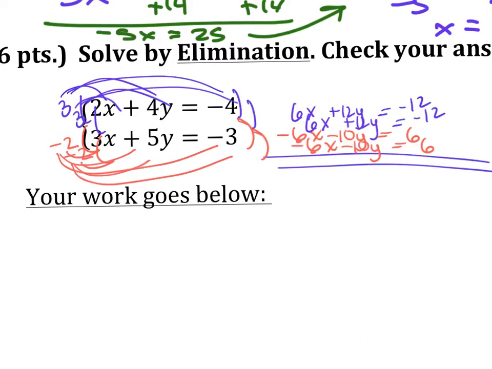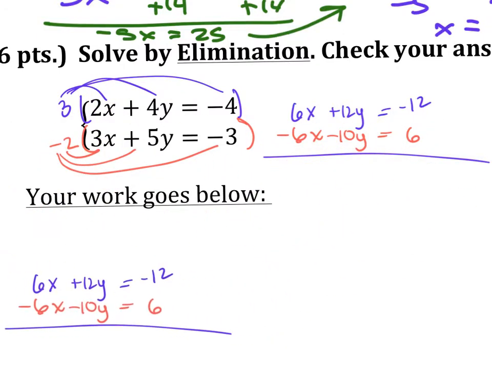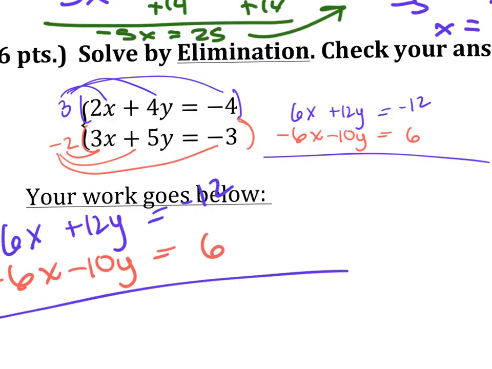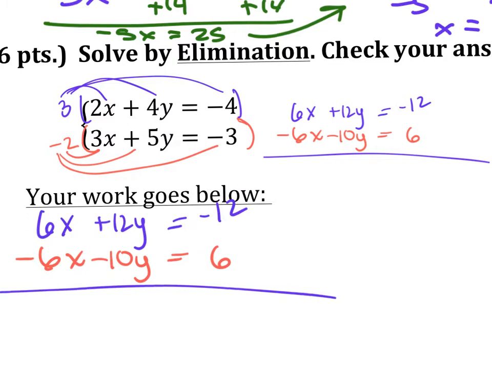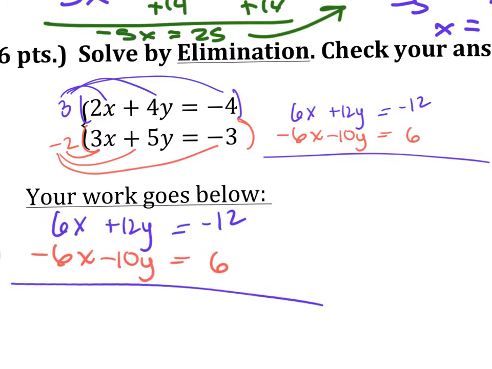With that, I can then take my equation and add straight down. When I add down, I get 2y is equal to negative 6, divide by 2, and y is negative 3.